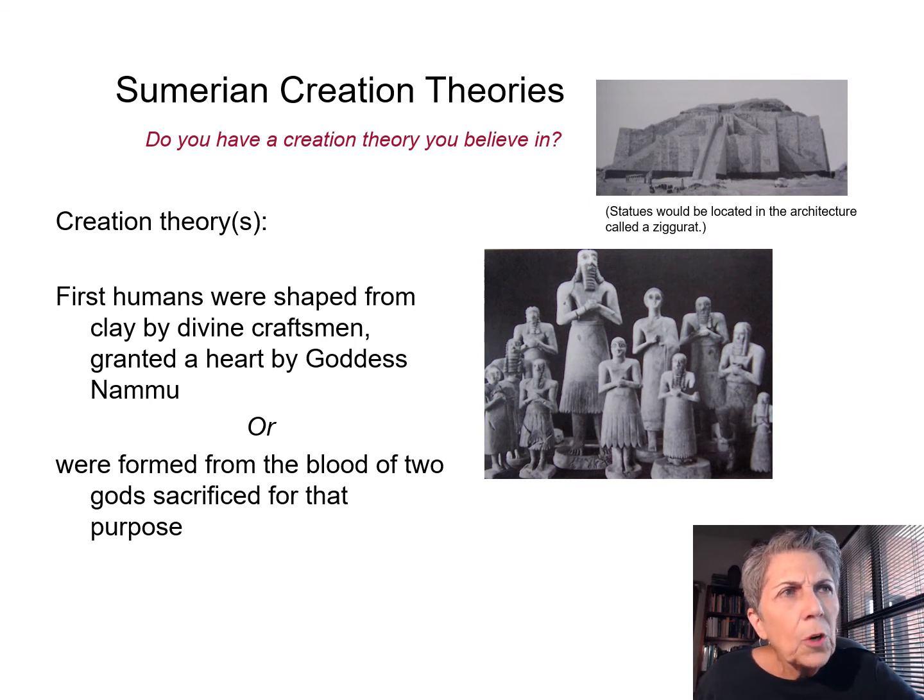And so before we get to those developments, they have a creation theory. The Sumerians have a creation theory. And they say that human beings are shaped from clay by a divine craftsman, granted a heart by the goddess Namu, or were formed from the blood of two gods, sacrificed for that purpose.